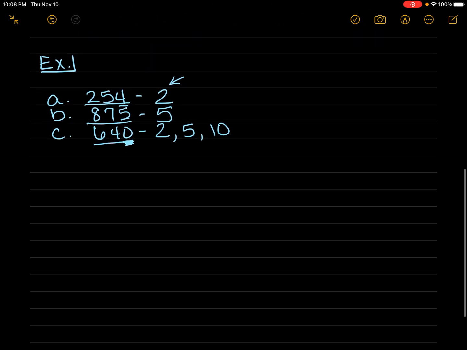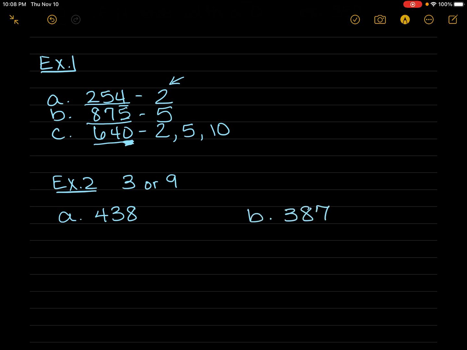So let's do example 2, which is for 3 or 9. They want you to look at these examples and say whether or not they are divisible by 3 and if they're divisible by 9. So A is going to be 438, and I'm going to put the B over here. B is going to be 387. So for 3 and 9, you're going to add the digits. So I'm going to add 4 plus 3 plus 8. So that's 4 plus 3 is 7, plus 8 is 15.